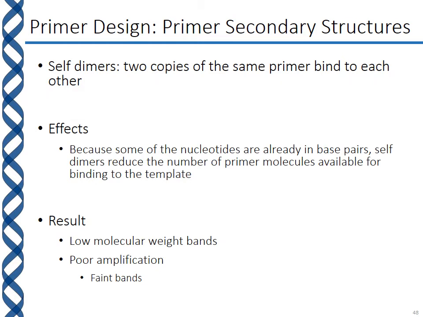The primary effect of this is to reduce the number of primer molecules that are available to bind to the DNA template, just the same way that we saw with the hairpin primers. And so the main manifestation of this is poor amplification, and that would be observed as faint bands on your PCR gel. The other way you can tell that you have primer dimers forming is with the low molecular weight bands that you would see at the bottom of your gel.